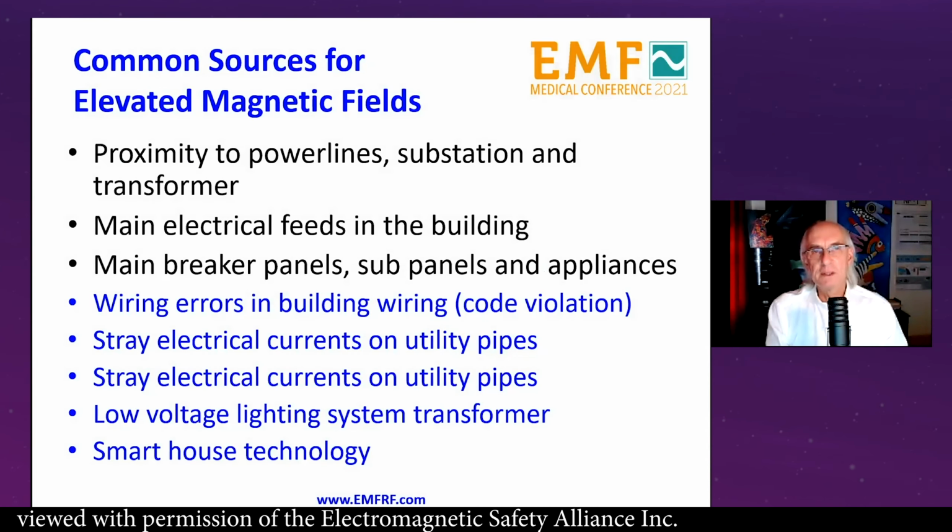So we already talked about the most common sources of magnetic fields, but here are some other ones we need to pay attention to, and that is wiring errors in buildings. If a building is not wired correctly, then we can have large magnetic fields. We can also have current flow on utility pipes, like gas pipes and water pipes, which can also create magnetic fields. And anytime you have a lot of transformers, like low voltage lighting systems, transforming from 120 volts to 12 volts, therefore we have a lot of transformers. So we need to look at that as well.